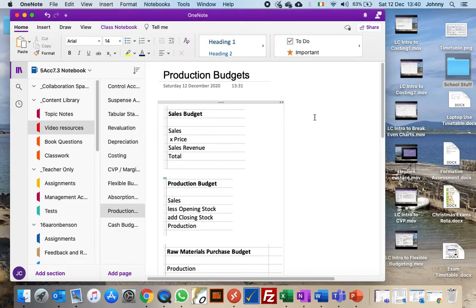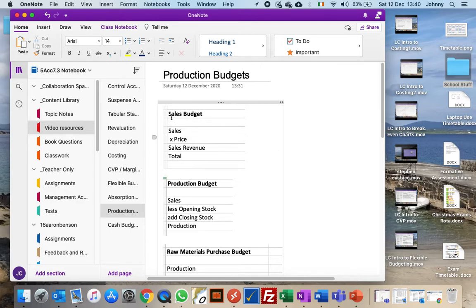Producing production budgets. Now, from Junior Cert, you would have known that a budget is a plan for income and expenditure. But in this case, this is a plan for the amount of money that we're going to spend producing goods. And we're going to plan then how much money we think we're going to make from it.